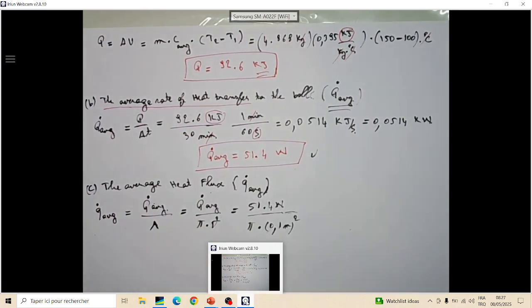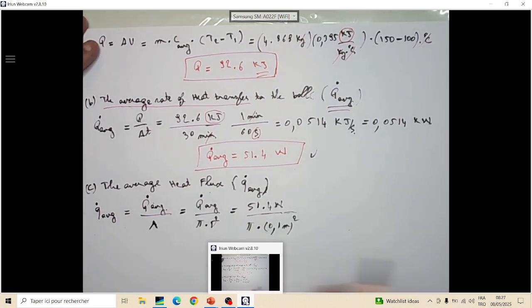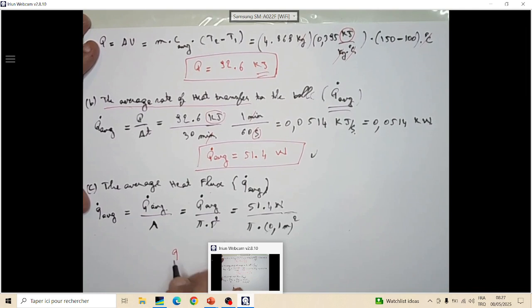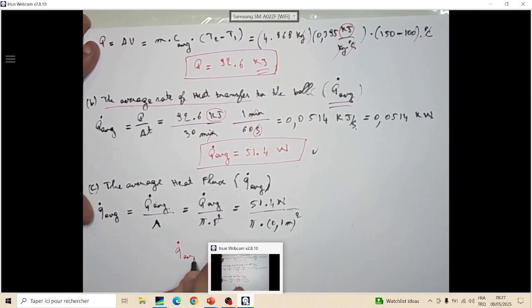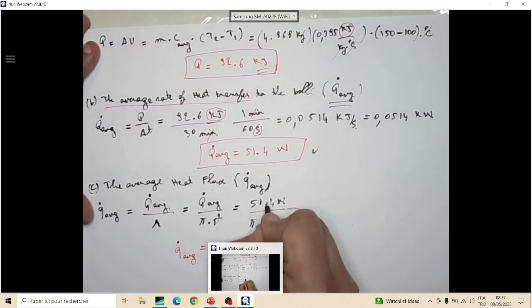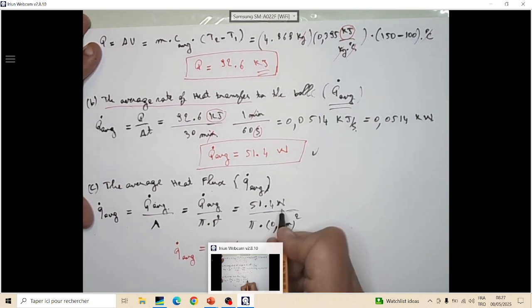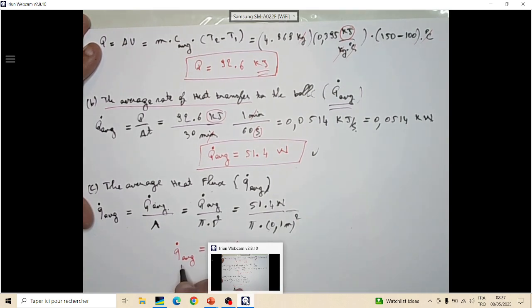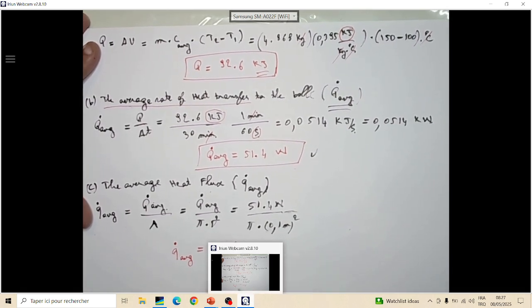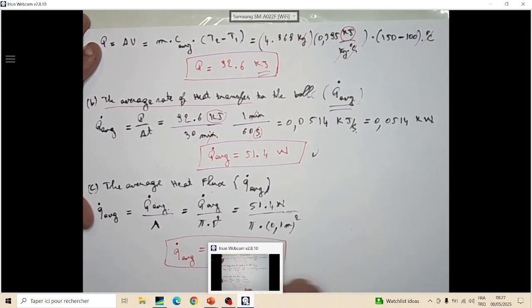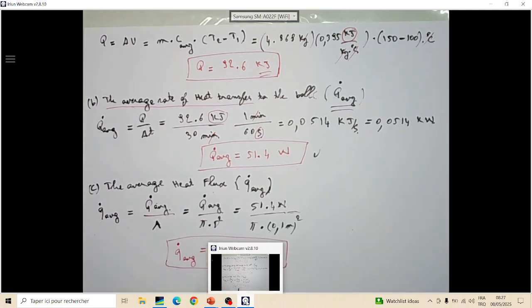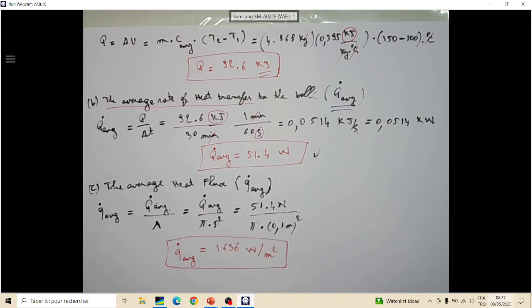This will give the value for the average heat flux. Q dot average, after calculation, is equal to 1636, and the unit will be watts over meter squared. So the unit for the average heat flux is watts over meter squared. This is the final result.